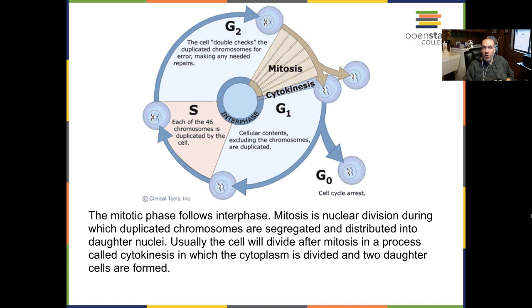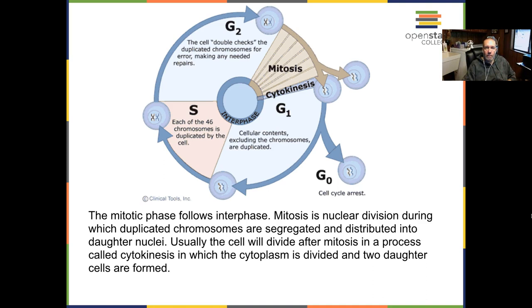And so again, when you're going to go from one cell to two cells, you need to make copies of everything in that cell. So G1 is when everything is copied or duplicated, except for the chromosomes, which happens later. So the cell starts preparing for mitosis by making copies of everything so that there's enough for both daughter cells. Then the cell goes into the synthesis phase where the actual chromosomes are duplicated. So again, each daughter cell needs to have a complete complement of the 46 chromosomes. So at that point, the 46 chromosomes are doubled, basically temporarily.